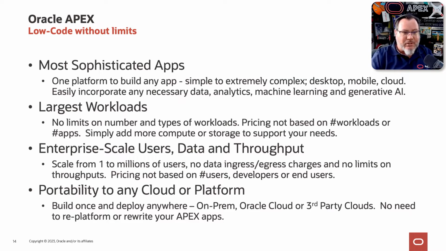With Autonomous and Apex service, the scalability literally is only about how it gets used and how well your application works versus maybe the workload, how many users need to be able to use that application concurrently and so forth. But at the end of the day, in Oracle Cloud and Autonomous, you can scale to handle any number of users, from one user to millions of users, with no additional data ingress or egress charges and no limits on the throughputs. So the pricing has nothing to do with users, developers, or end users. All that is included. Apex is a no-cost option in every licensed Oracle database, and that includes cloud.